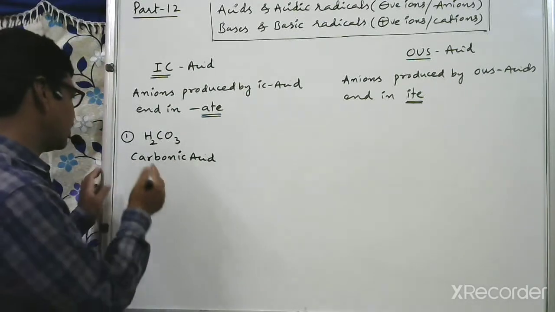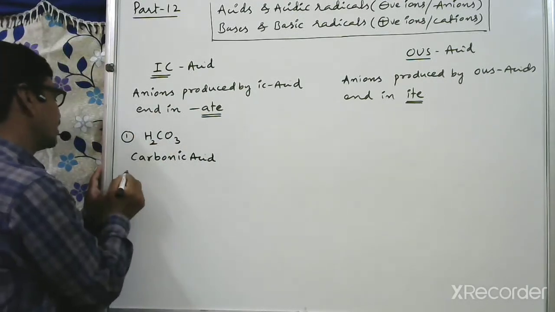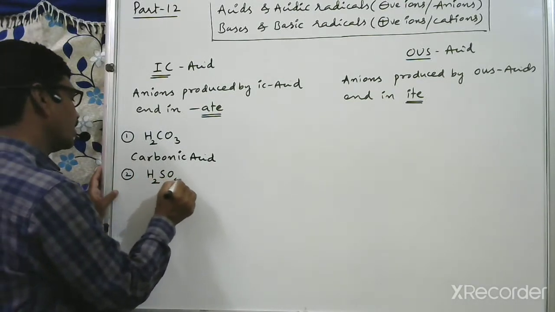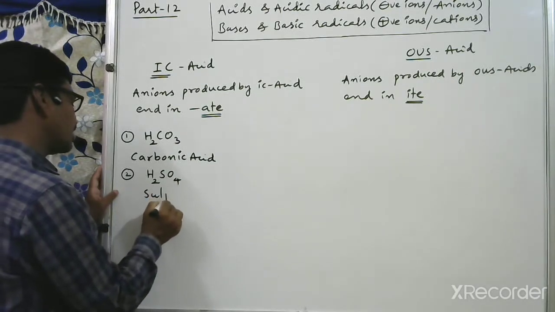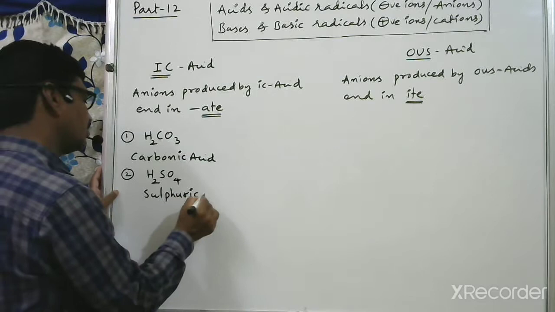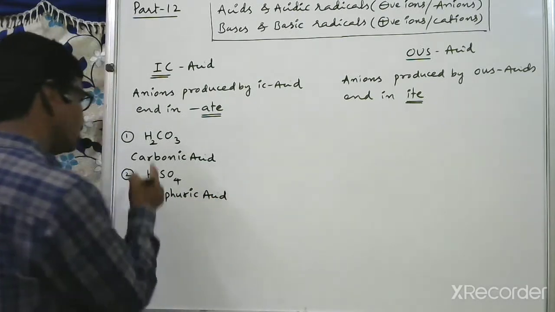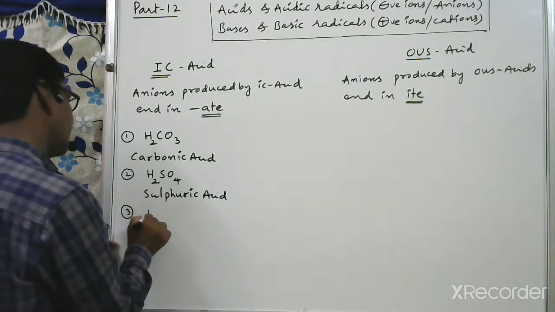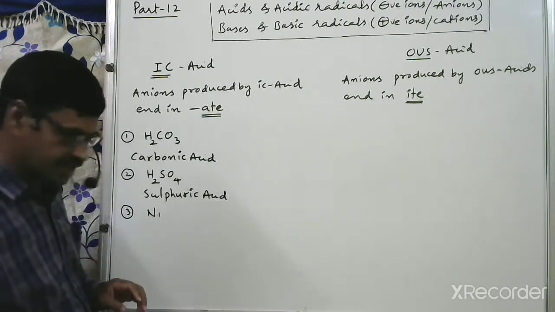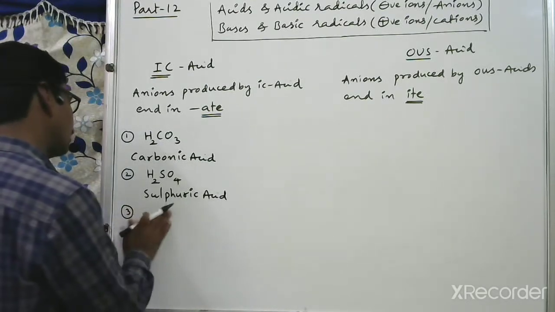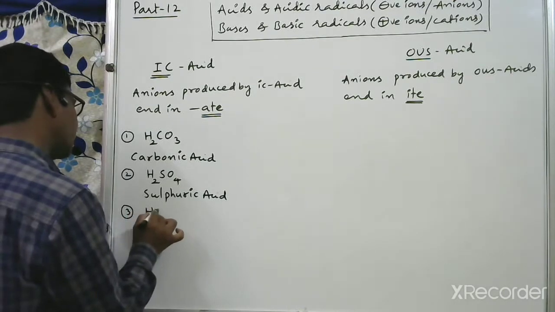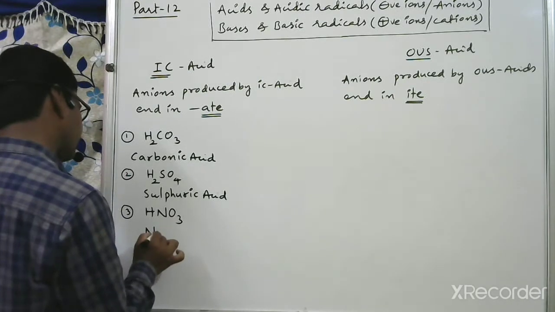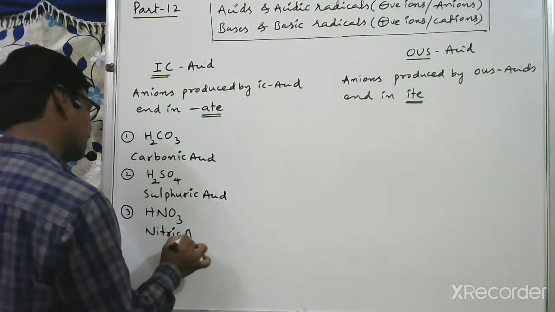First I'll give you some examples of these ic acids. Second example: H2SO4. You know it is sulfuric acid. All ic acids I'm writing. Then nitric acid, HNO3. The formula also you have to remember. If you don't know, from now onwards you have to remember formulas and their names. HNO3 is nitric acid.